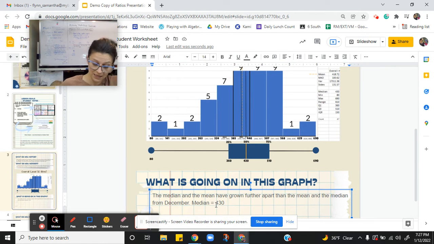So that's the median. The mean is telling us 418, 419. And so now that's a difference of 11, which is much bigger than 2. It's multiplied by 5.